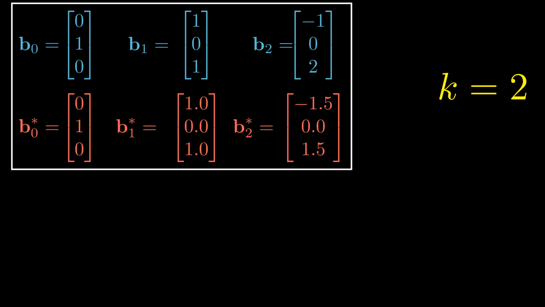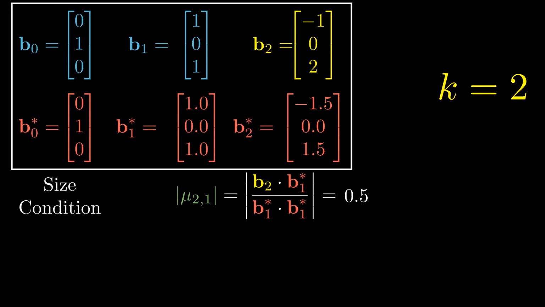Our working vector becomes b2, and we find ourselves with quite literally an edge case of the size condition, as mu21 has a magnitude of exactly 1/2. However, this is no issue because this is not a strict inequality. Just a few seconds later, we find ourselves with an edge case in the other direction. We find that mu20 is 0, and this is because the vectors b2 and b0 star are orthogonal.